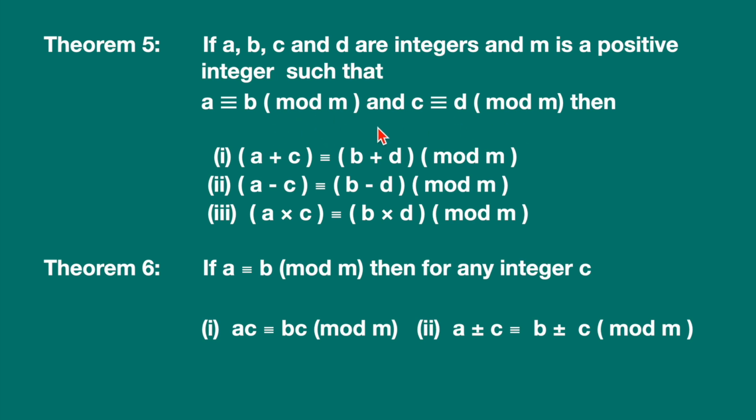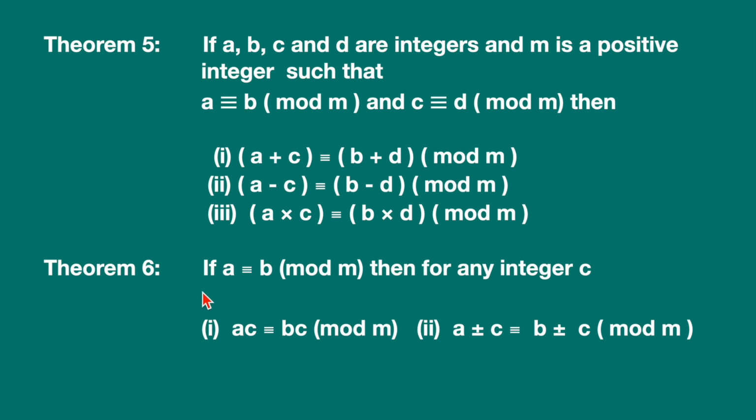Okay. Now if you have these kind of two numbers, then you can write a plus c congruent to b plus d modulo m. Similarly, you can write a minus c congruent to b minus d mod m. Multiplication also you can write: a into c is congruent to b into d mod m. So this is a theorem, just have to remember it.